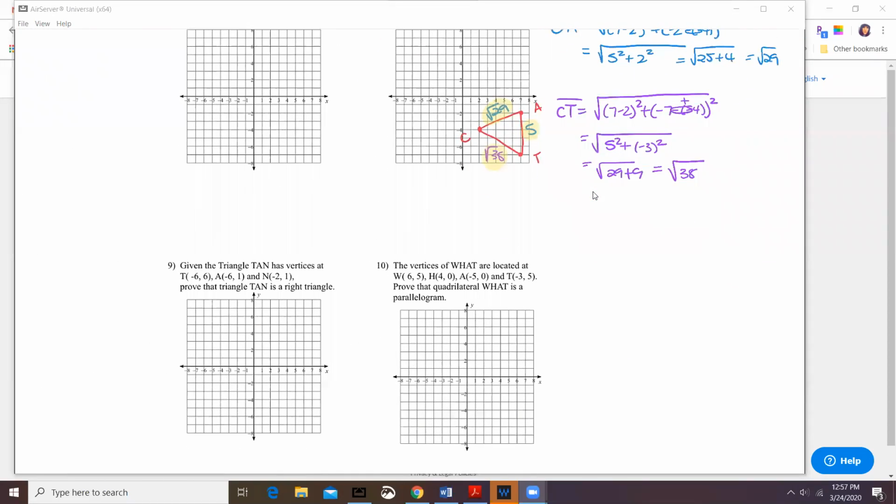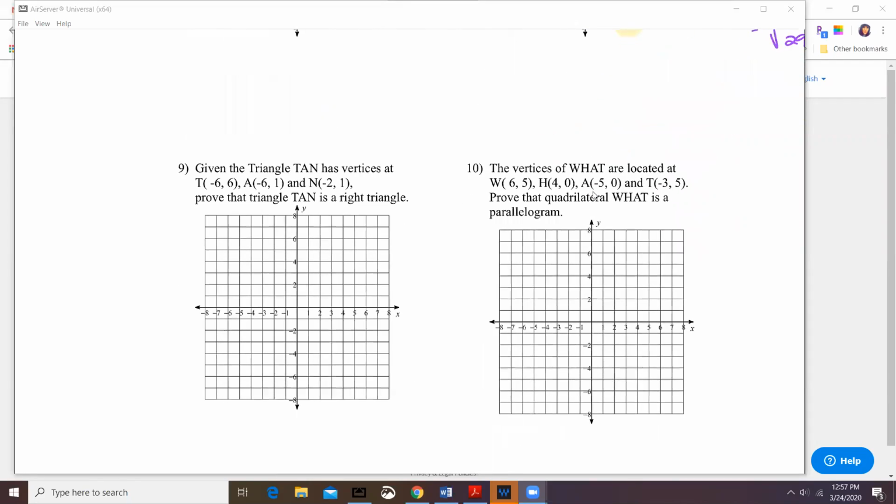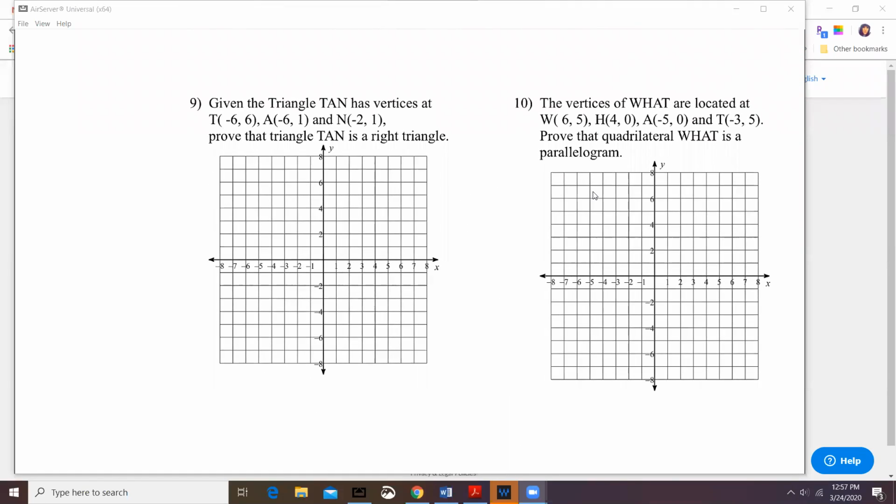I will tell you, let me do number 9, only because the question that was like this was missed a lot on the study guide when I went through and I was checking those. So given triangle TAN. T is at -6, 6. A is at -6, 1. And then N is at -2, 1.